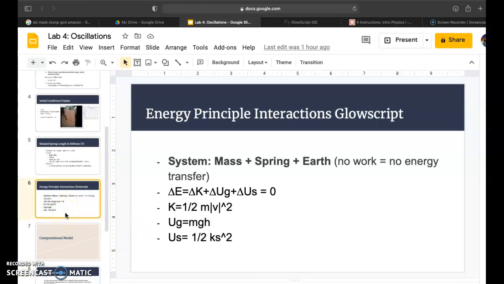So the energy principle interaction. The system is mass plus spring plus Earth. There is no work, so there's no energy transfer, so the change in energy equals 0. K equals 1/2 mv squared. Gravitational potential energy is mgh. Spring potential energy is 1/2 k_s s squared.